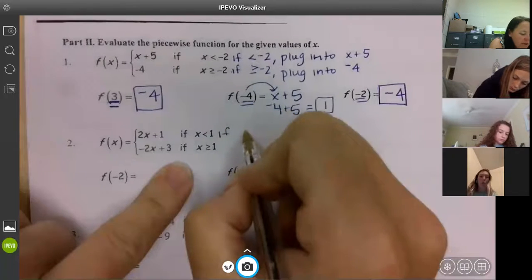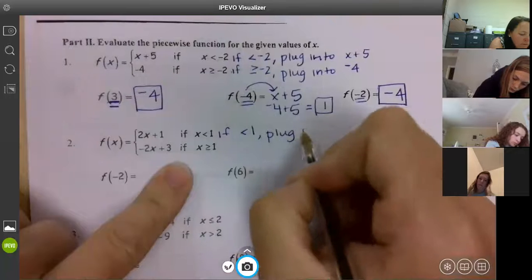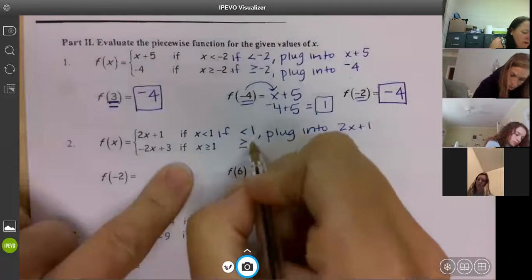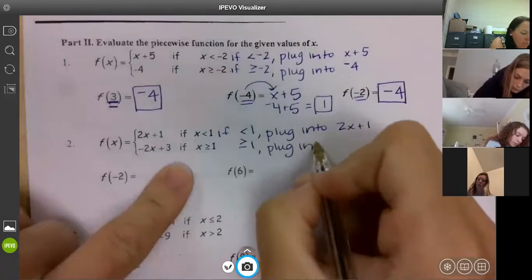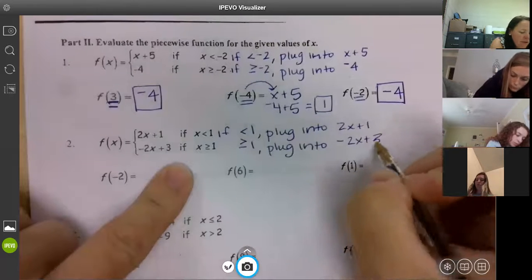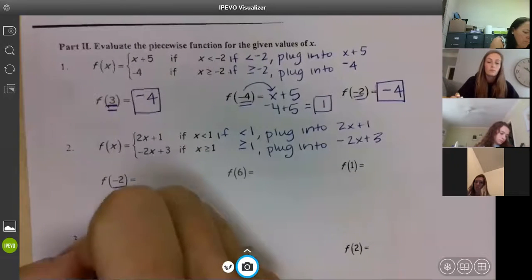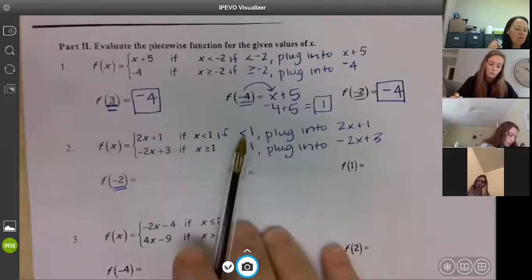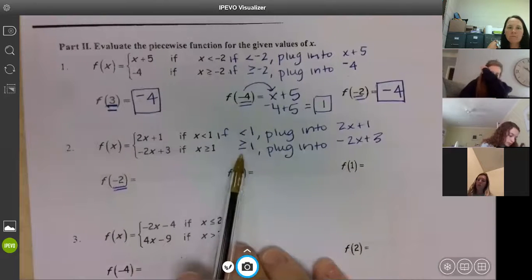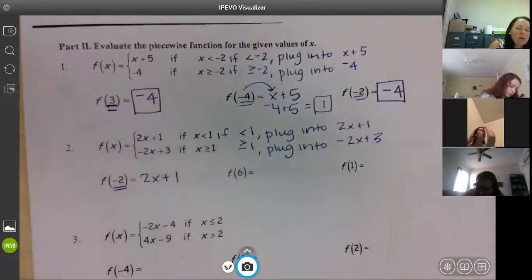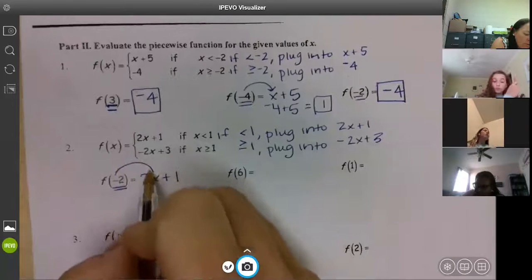This one says if it's less than 1, plug into 2x plus 1. If it's greater than or equal to 1, plug into that function -2x plus 3. All right. And then we just look at the number inside of parentheses. Okay. Where does -2 fall? Less than 1 or greater than or equal to 1? Less than 1. Less than 1 says plug into 2x plus 1. So I'm going to write down the 2x plus 1. If there is an x, we plug in for that x.